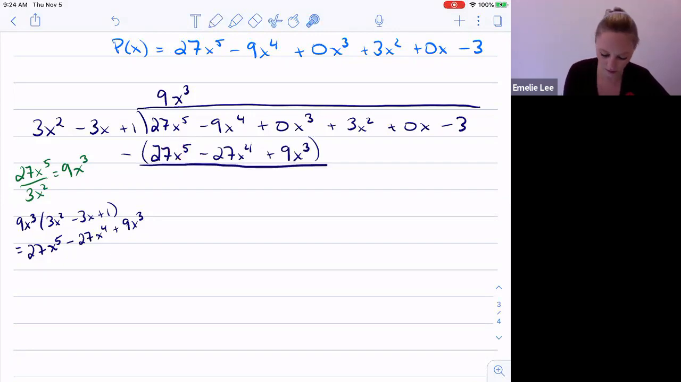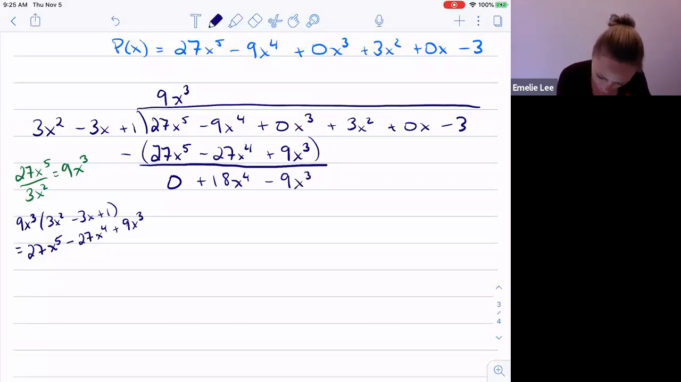This term is going to go away, just like we're forcing it to. Negative 9 plus 27. Notice this is why we had to stack our powers, because we're going to get an x to the 3. So even if we didn't have one originally, we need to subtract the same powers. Negative 9 plus 27 puts me at plus 18x to the 4th. 0 minus 9x to the 3 minus 9x to the 3. And then technically it's plus 0 times all these powers. So 3x squared plus 3x squared plus 0x minus 3.